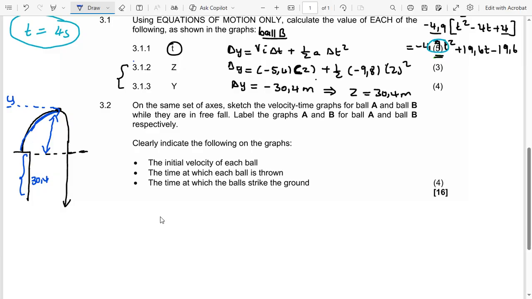Because now I know that the V final of A is 0 because it reached the maximum height, and then the V initial is 12. So I can use the formula that has the initial and the final velocity. This is 3.1.3. So the formula will go like this. And I think it's best if we just take this question up there so that we can have space to answer 3.2.